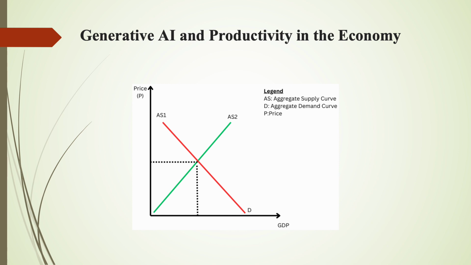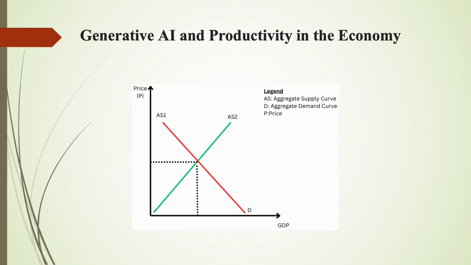Generative AI and productivity in the economy. Generative AI's impact on productivity can be positive or neutral, depending on how it is implemented. In a scenario where generative AI boosts productivity, tasks become more efficient, leading to increased output and economic growth. If generative AI leaves productivity largely unchanged, the technology may not significantly impact output, but other factors like resource allocation and innovation could influence economic performance.